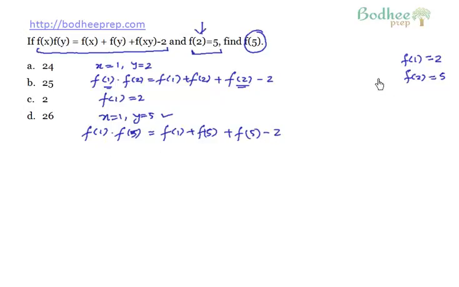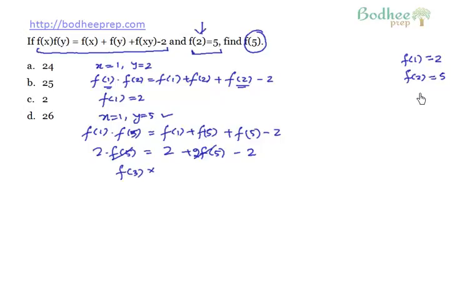Now the value of f of 1 is 2, so let me substitute here. It will be 2 into f of 5 is equal to 2 plus f of 5 plus f of 5, so it will be 2 times f of 5 minus 2. So these two get cancelled out. The LHS and RHS vanish. Both become equal to 0. So I cannot get the value of f of 5. Similarly, if you try, you cannot get the value of f of 3 as well with the same logic.